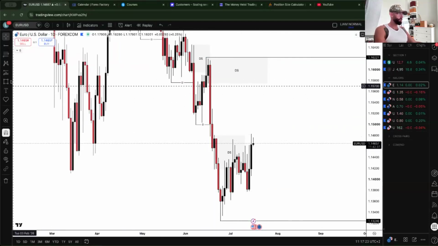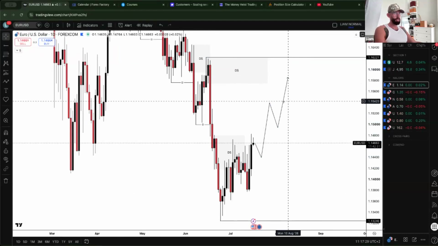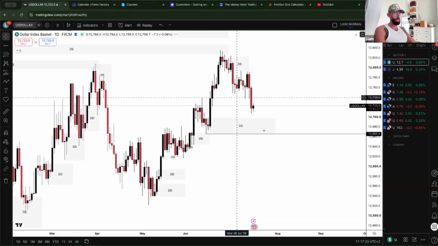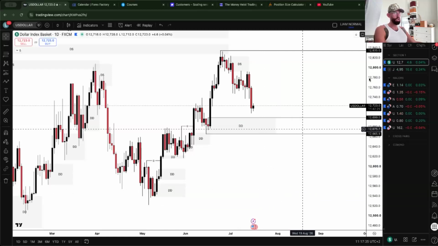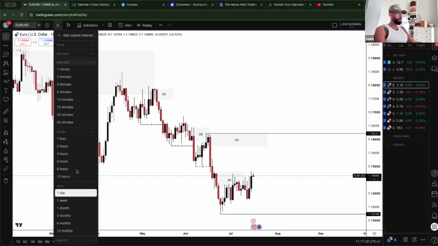So, from a daily, I'm trying to think, are we going to naturally retrace more into this supply? Again, that just depends on what the dollar is doing. That would mean that dollar would need to come even lower, pretty much. So let's see what happens in regards to that.